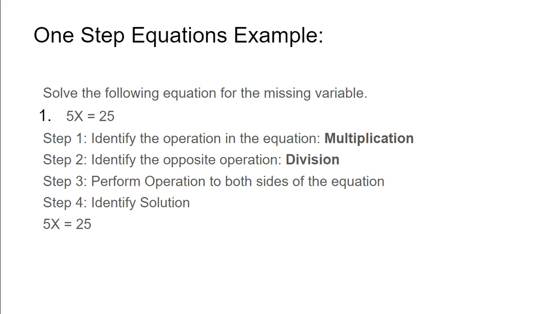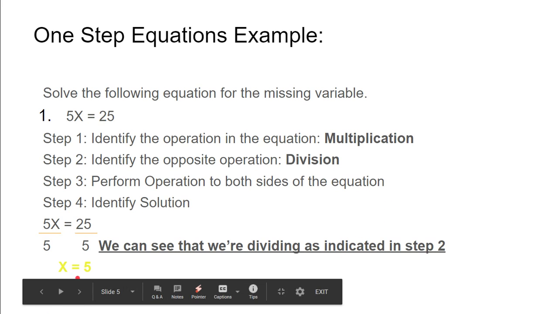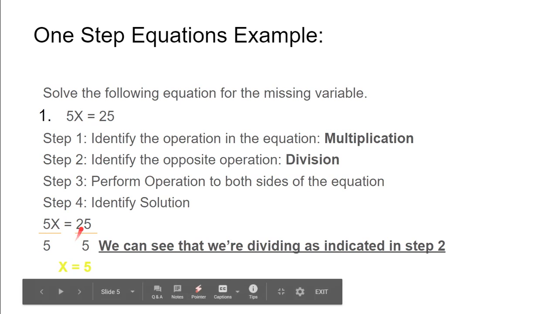So here's the work. I have 5x equals 25. I'm dividing by 5, which is what we're indicating in step 2. And then we're solving out. We have 5 divided by 5 is 1. We don't have to write a 1 here because it is assumed that if we have just a solo x, it is one of them. And then we have 25 divided by 5 is 5.